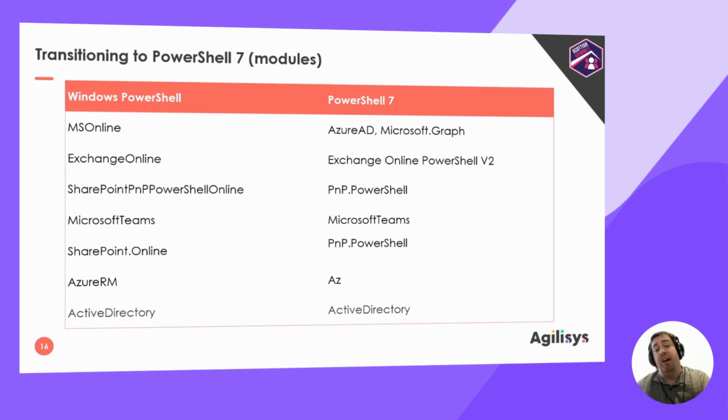The big one, and this is the one that held me back for forever and a day, was that I am a massive fan of the Patterns and Practices PowerShell module, and I was waiting forever and a day for the PowerShell Core or PowerShell 7 equivalent to come along. Thankfully, that's here now, and we have PnP.PowerShell. It's one of my favorite modules out there.